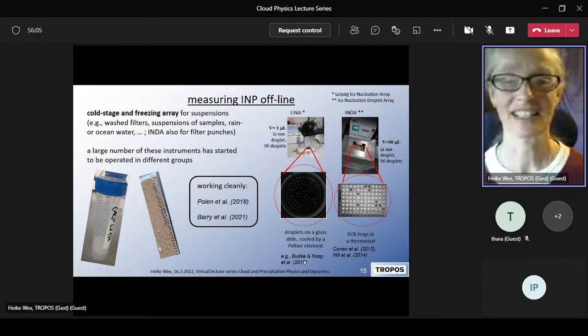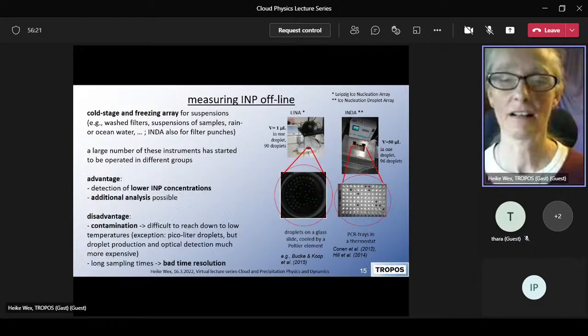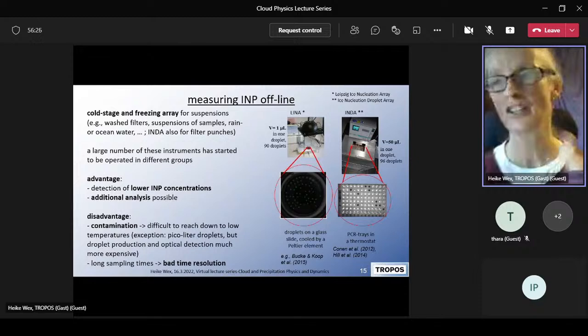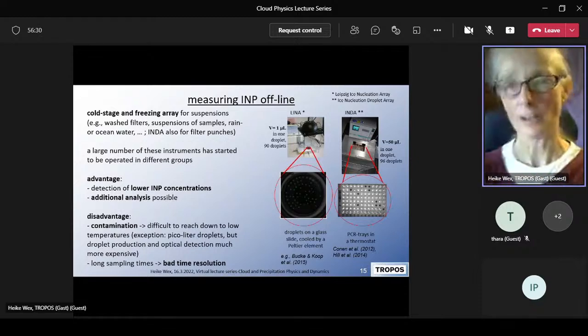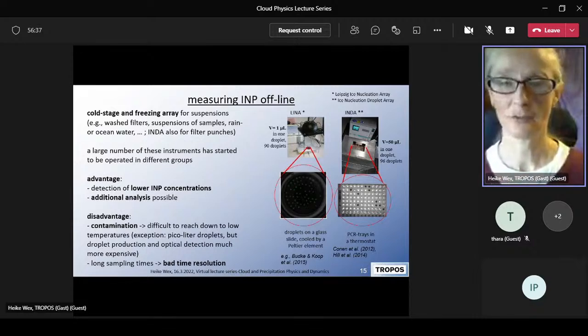That's what Pune suggested. However, you need to work very cleanly, determine your backgrounds and everything. It sounds like it's easy. It's not. You really have to test a lot and get your background down. And that is because you always have a little bit of contamination in the water. The larger the droplets are that you look at, the lower are the INP concentrations that you can measure. You get the more rare stuff, but also the more contamination issues you will have.